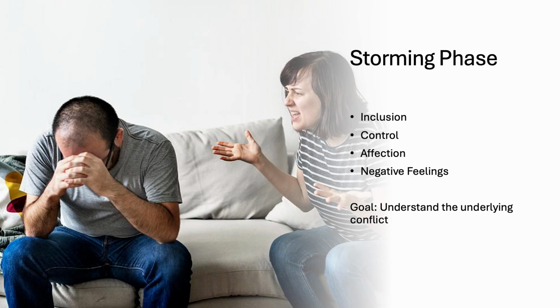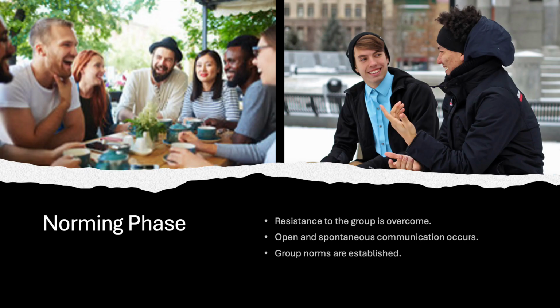During the storming phase, members are resistant and may begin to use testing behaviors. Issues related to inclusion, control, and affection begin to surface. Leaders' tasks are to allow expression of both positive and negative feelings, assist the group in understanding the underlying conflict, and examine non-productive behaviors. And this is during the storming phase. During the norming phase, resistance to the group is overcome by the members. A strong attraction to the group and others emerges. Open and spontaneous communication occurs, and the group norms are established.